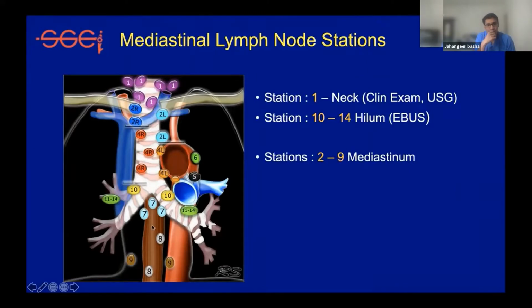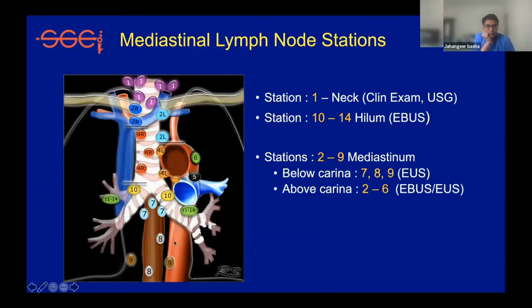They can be further simplified by dividing based on their location, whether they are above the carina or below the carina. Stations 7, 8, and 9 are below the carina and can be best evaluated by EUS. Station 2 to 6 are above the carina. Of these, 2 and 3 are above the aortic arch. 4L, 5, and 6 are at the aortopulmonary window, which can be evaluated by EUS.